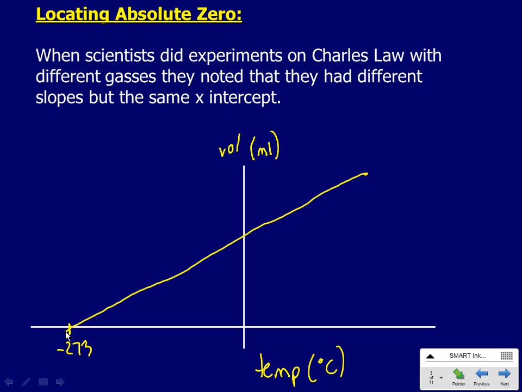Now, it turns out when scientists did this with other gases, it didn't matter what the gas was. The slope was different, but hey, that's not bad. Different slope, same intercept, pretty good. So the slope was different, but the intercept was the same. That x-intercept was the same. So I'm going to do that one more just because it's fun and I'm getting pretty good at it. Let's see if I can put a third gas on here.